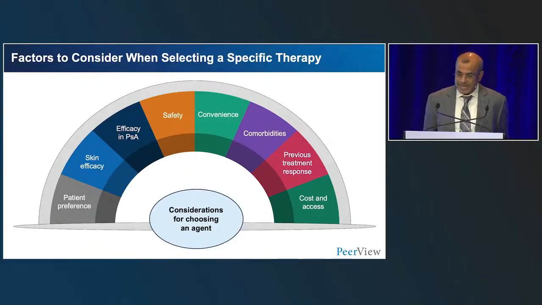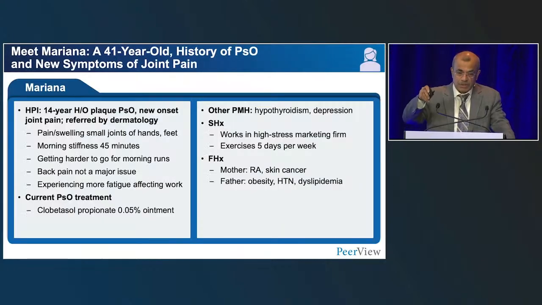And of course, cost and access become very important because, at least in the US, you can prescribe whatever you want, but what the patient gets is what the insurance company gives them. So cost and access become a major issue there as well. This is all a personalized medicine type of situation. These are all the things that we consider when we are choosing an agent.